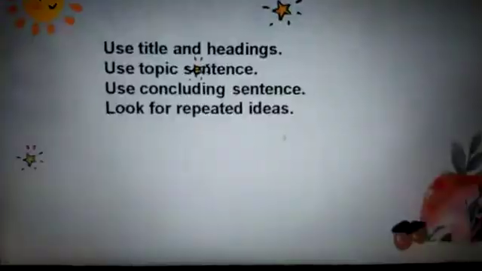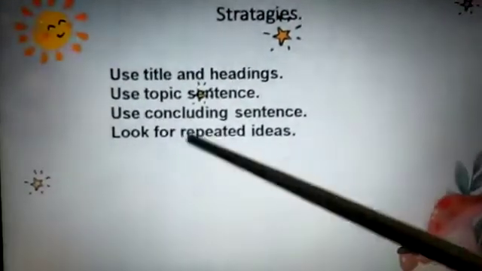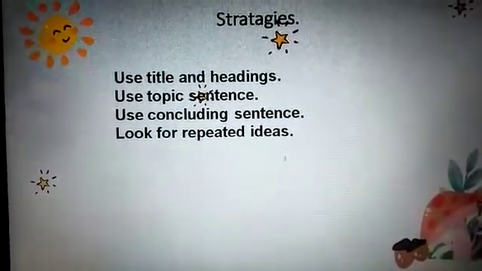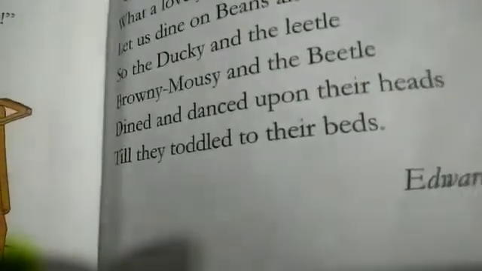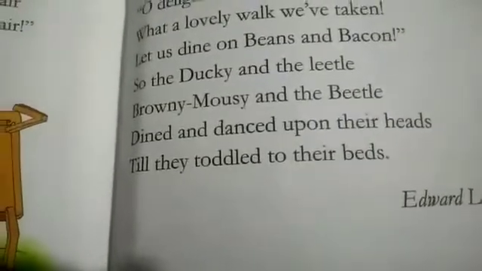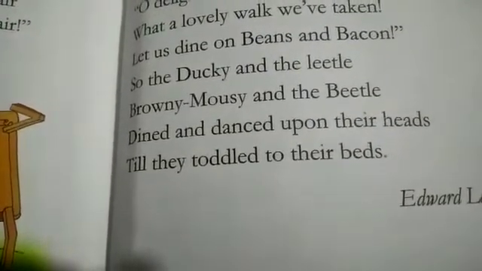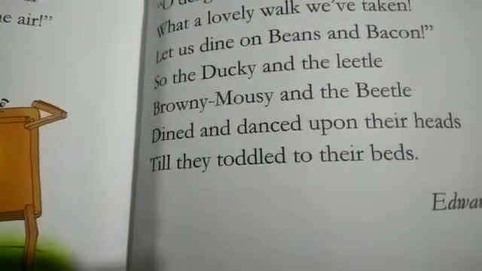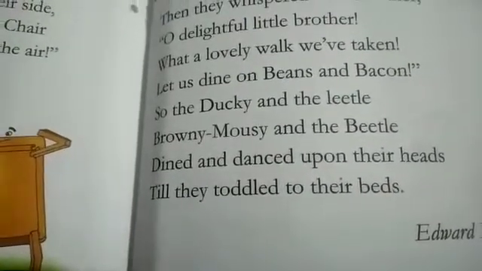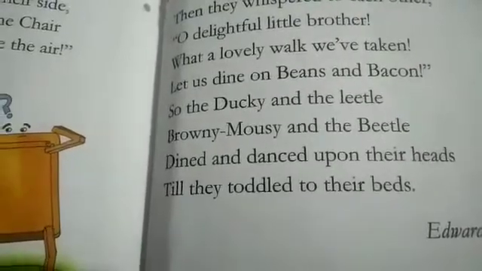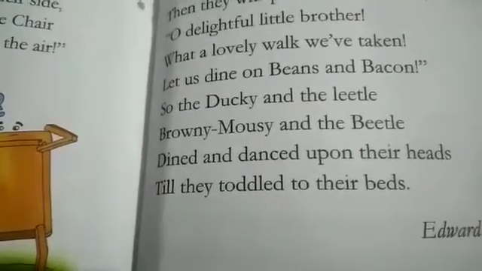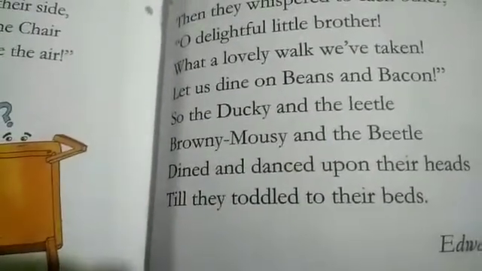So what happened next? After that, we look at the concluding sentence, which is the last sentence of the poem. What is the last sentence of the poem? Till they toddled to their beds. Now it ends on this sentence. Basically, what happened in this poem? You know that the table and chair want to go out for a stroll, for a walk. So it ends with the same sentence, till they toddled to their beds. Still they are walking or crawling. They didn't stop this activity the whole day.